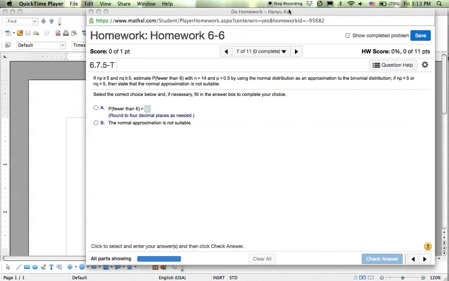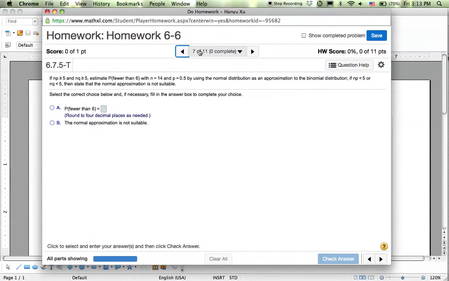Let's see how to do number 7 in homework 6.6. So for this one, it says n equal to 14, p equal to 0.5, and using the normal distribution to approximate the binomial distribution. Okay, first you need to check what is np and what is nq.